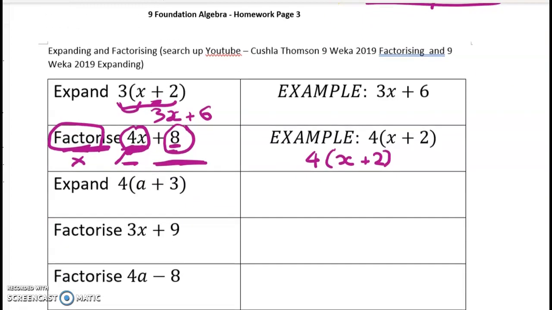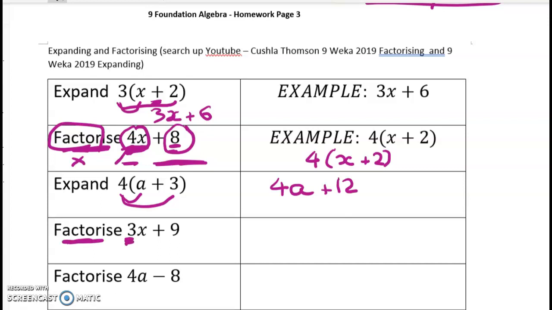So let's go through them now. If you're in my class this year, make sure you're looking at your homework book as you go, and going over any that you had trouble with or that you ended up not getting right. So here we've got 4 times a, so 4a, plus 4 3's are 12.